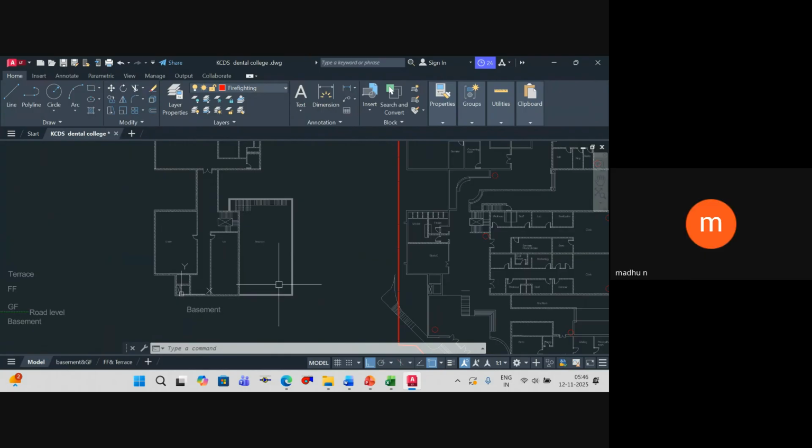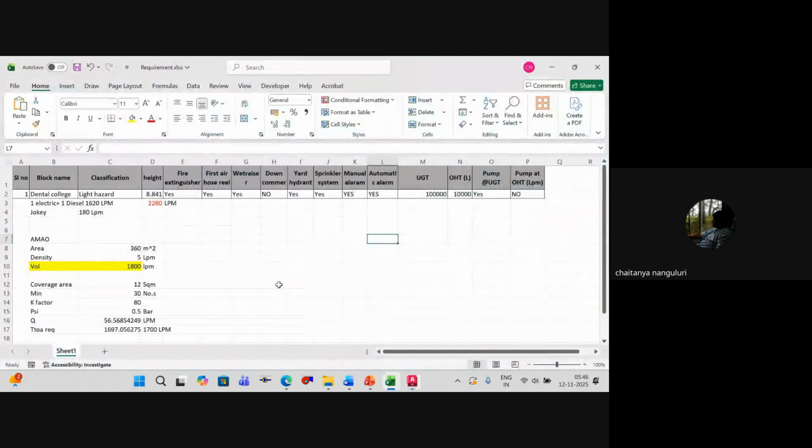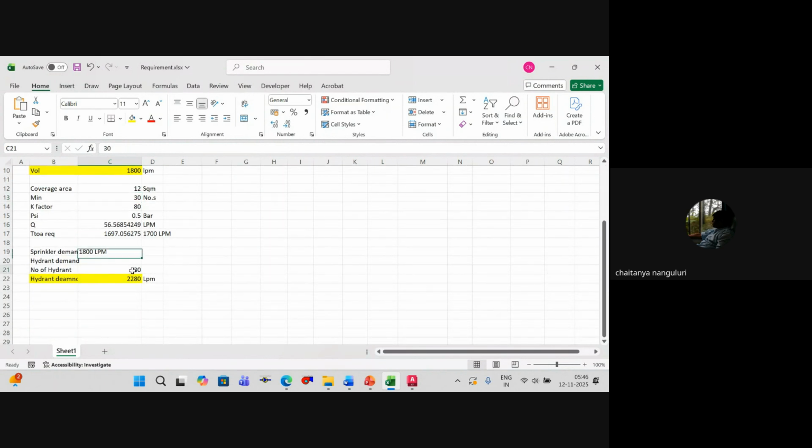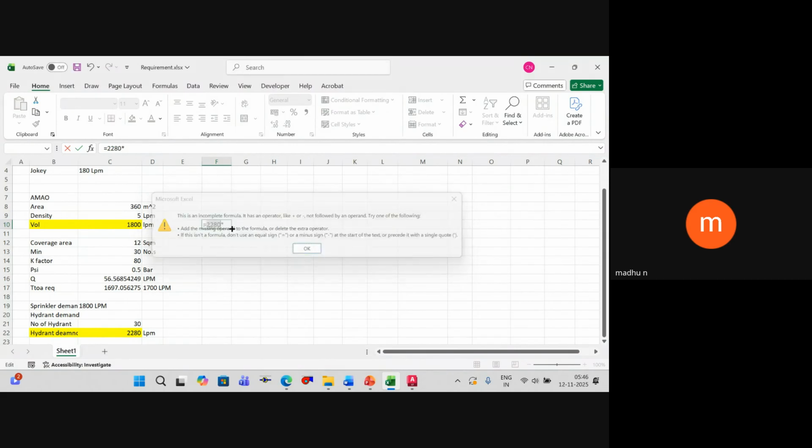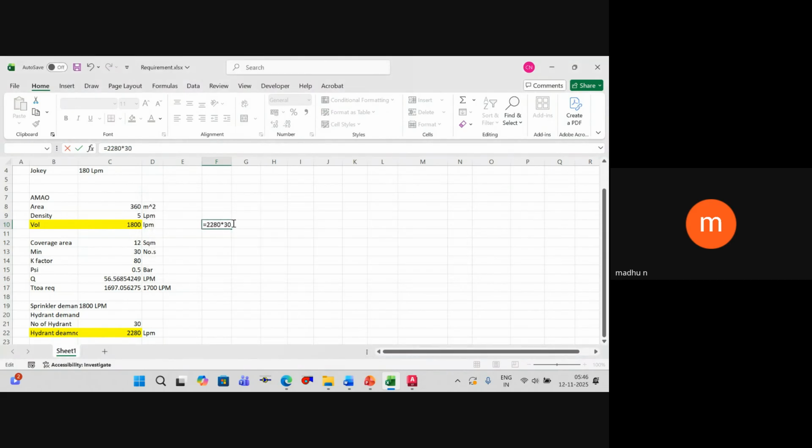That flow rate which we decided was 1800, no? No, 1800 was as per sprinkler, but as per hydrant, because we got around 30 hydrants as per code, for 30 hydrants we got 2280 LPM. So you're saying 2280 into 30 minutes of storage, right? For light hazard, it is 30 minutes, no? Yeah. Okay. We're getting around 68 m cube, so 1 lakh is sufficient for us.